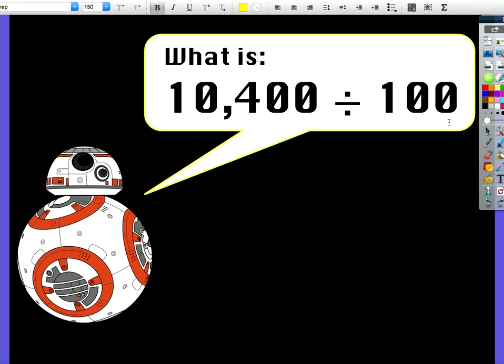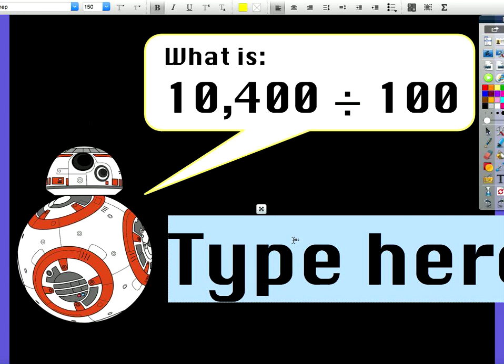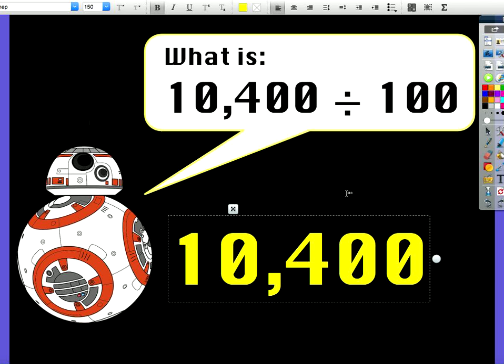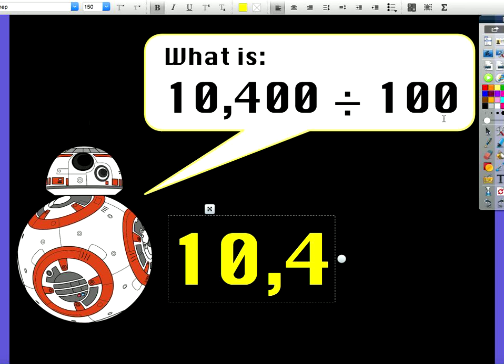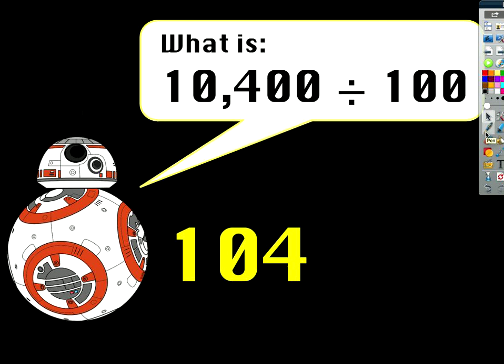Let's try another one. 10,400 divided by 100. Okay, well, division, we're going to take zeros away, so we're going to do 10,400. And since I'm dividing by 100 this time, I'm going to take away 2 zeros. So 1, 2, and then of course get rid of my comma. So 10,400 divided by 100 is 104. So that's how you do multiplying or dividing by powers of 10.